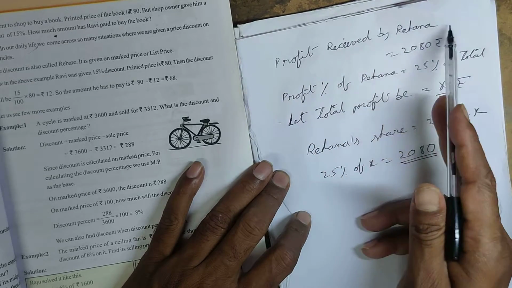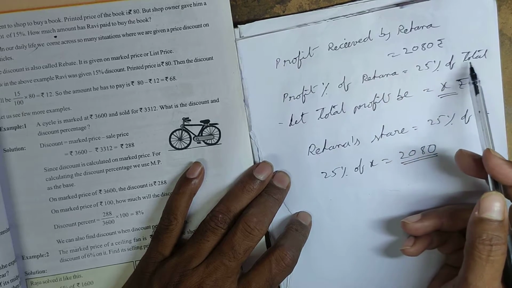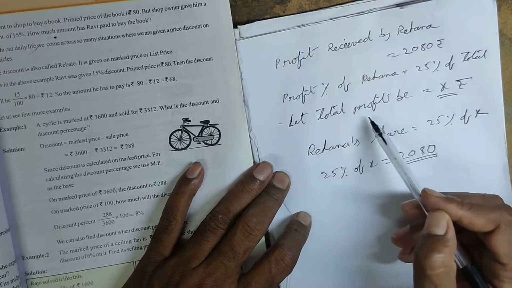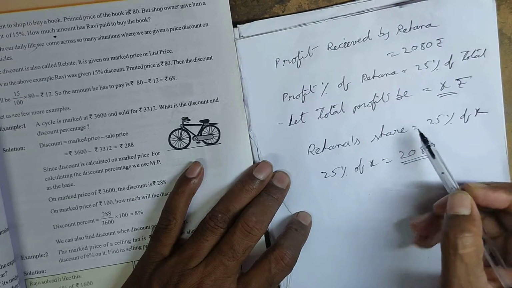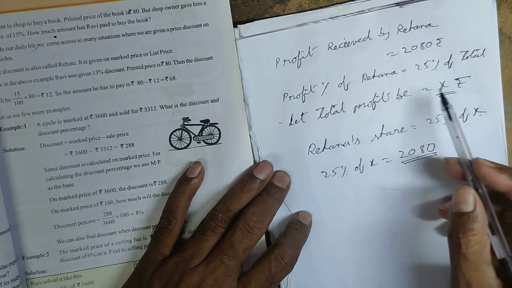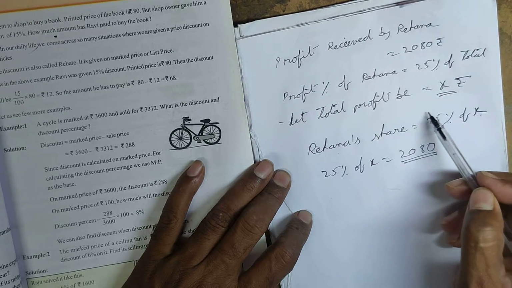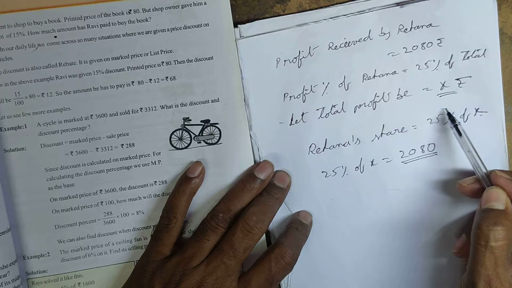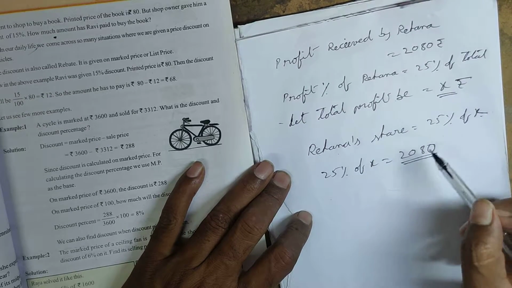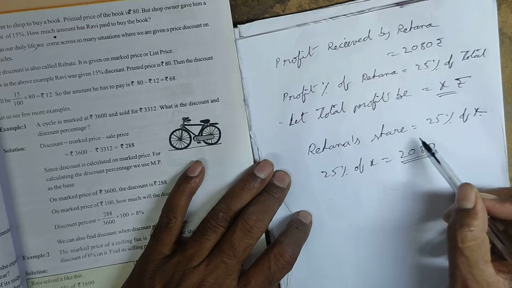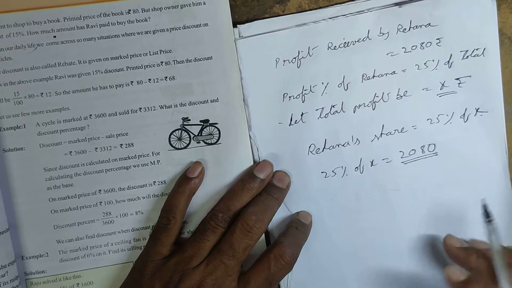Okay, I'll keep it here. Now you can see. Profit received by Rehana is 2080. Profit percentage of Rehana is 25% of total. Total profit, assume X rupees. Rehana's share is 25% of total profit. In place of total profit, I wrote X rupees, 25% of X. 25% of X is the profit got by Rehana. 2080 is also profit received by Rehana. So both are profits received by Rehana in a particular month.